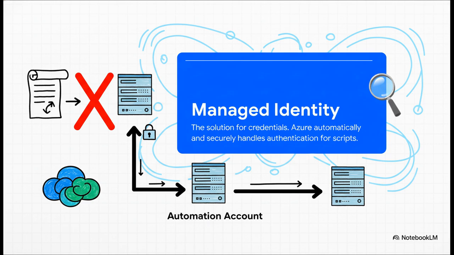But hang on a second. If a script needs to go and manage other resources, how does it log in? How does it authenticate? Because storing passwords or secret keys directly in your scripts is, well, it's a security nightmare just waiting to happen. The solution is this really elegant thing called a managed identity. Basically, you give your automation account its own identity in Azure, and then Azure handles all the authentication securely behind the scenes. No more secrets in your code, ever.